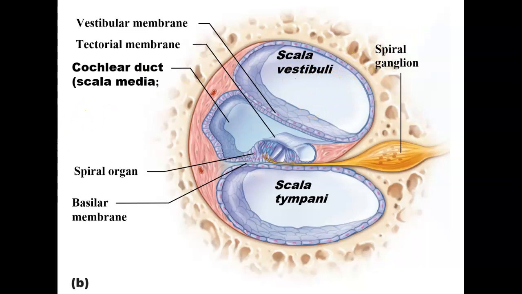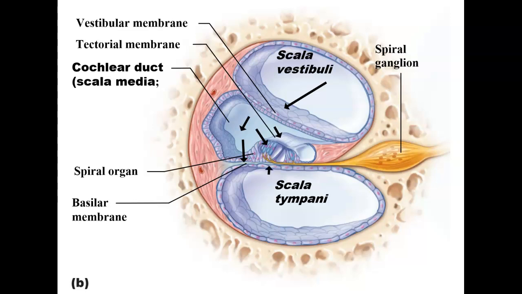Let me just go back and show you again. Rocking fluid in the scala vestibuli rocks this vestibular membrane. The vestibular membrane is going to rock the fluid in the cochlear duct, which rocks this membrane called the basilar membrane. And when the basilar membrane rocks, it's going to cause these sensory hair cells to rock back and forth. They have little parts that are embedded in this thing called the tectorial membrane.